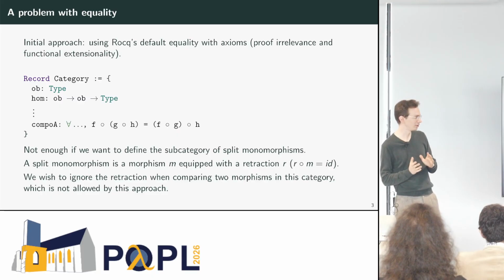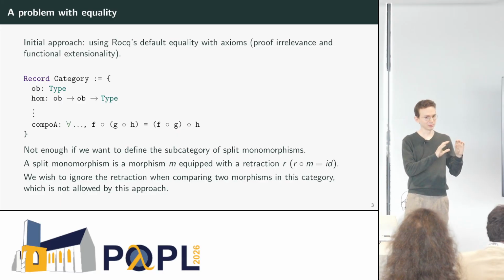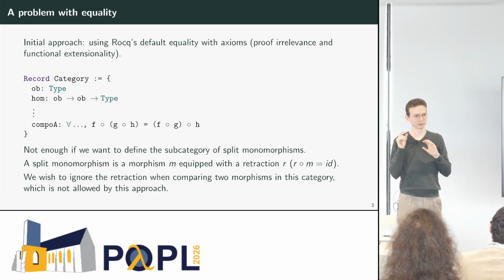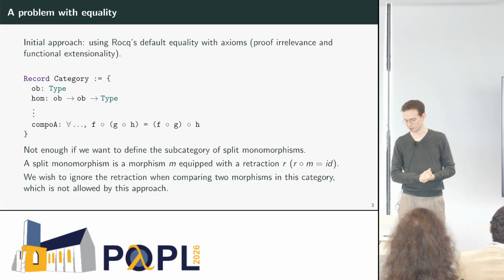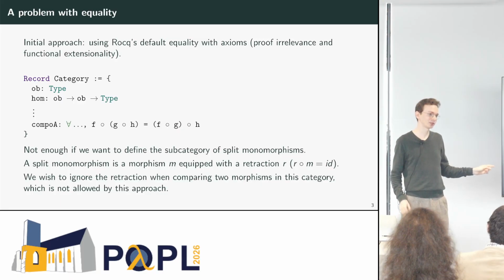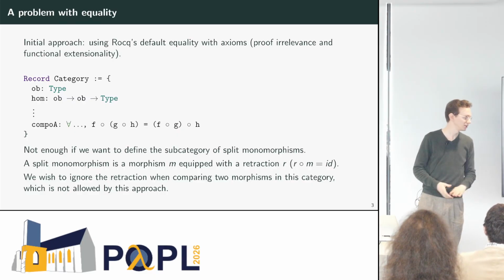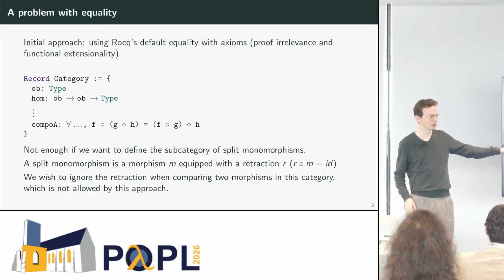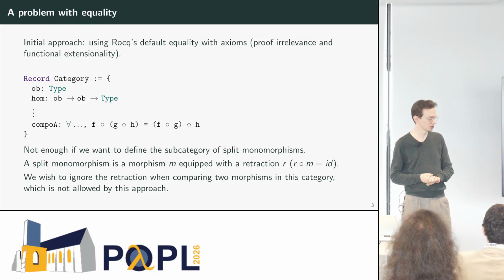So if we want to define this category, we'll have our split monomorphisms as a morphism and a proof that it has a retraction, but that proof involves some computational content, which is the retraction that we might want to use later, knowing that we have a split monomorphism. However, this retraction is not unique, and when we compare two split monomorphisms, we want to ignore what this retraction is. We would just want to compare the underlying morphisms. And that is a problem if we use this approach.